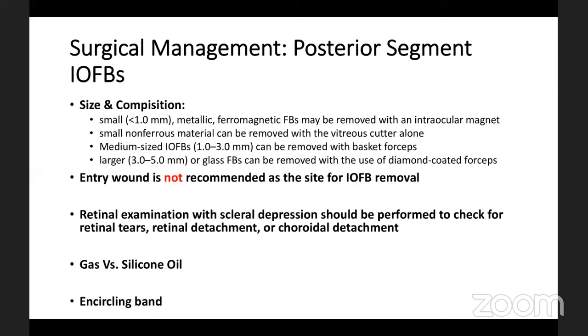So what about surgical management? After taking care of the patient's other acute injuries and stabilizing the patient, you can consider the following: the size and composition. In small metallic foreign bodies, it is easy to remove them with an intraocular magnet. In cases of non-ferrous or non-ferromagnetic foreign bodies, sometimes you can use the vitreous cutter alone, or use the forceps to extract them. In larger or glass foreign bodies, you need a diamond-coated forceps.